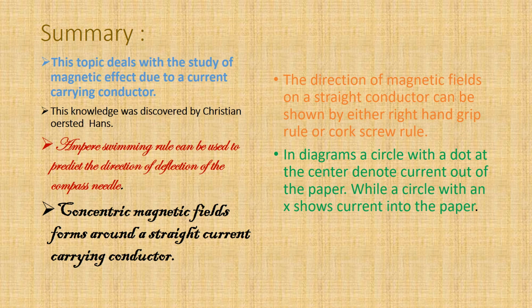Our major objective in this topic was to know that when current flows through a conductor, it produces a magnetic field. To get that knowledge. Two, is that we should be able to explain Hans Christian's experiment. I hope you can be able to do that. Three, our major objective also was to know the nature of magnetic fields produced on a straight conductor.